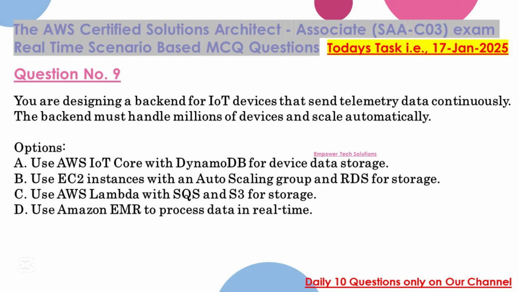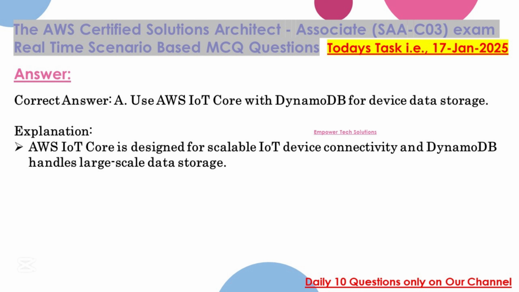C. Use AWS Lambda with SQS and S3 for storage. D. Use Amazon EMR to process data in real time. Correct answer: A. Use AWS IoT Core with DynamoDB for device data storage. Explanation: AWS IoT Core is designed for scalable IoT device connectivity, and DynamoDB handles large-scale data storage.